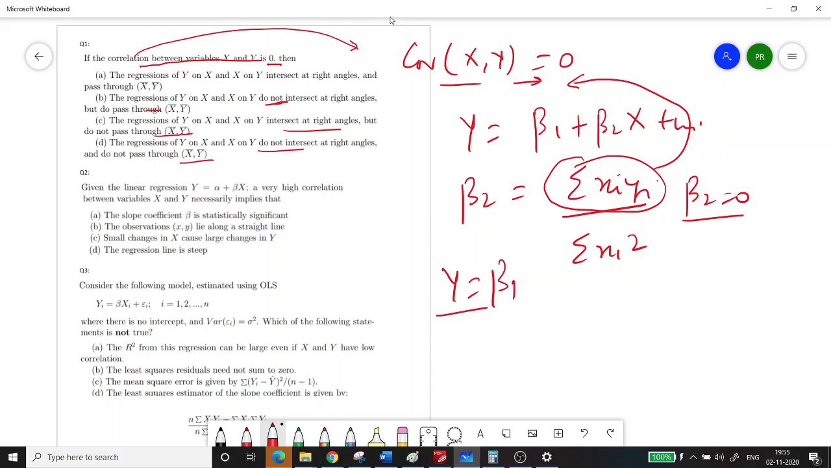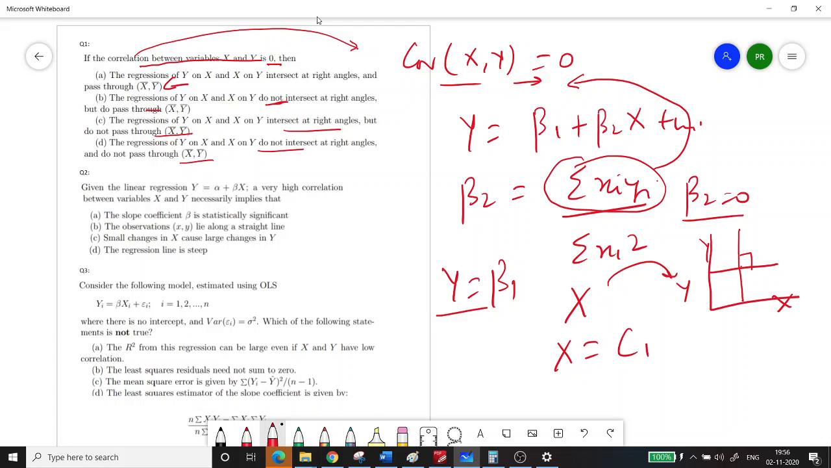And similarly, in the reverse case, if you run a regression of x on y, by the same analogy, you can understand that x will also be equal to some constant, say c1. So how will this look if I plot y and x? So y is equal to beta 1, and x is equal to c1. So it is obvious that they'll intersect at right angles. So one thing we are clear. Also, the second part is that they pass through the mean value x bar and y bar.